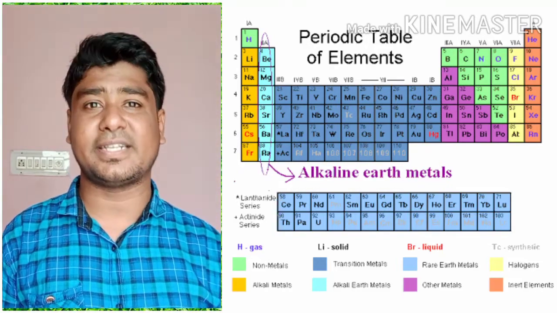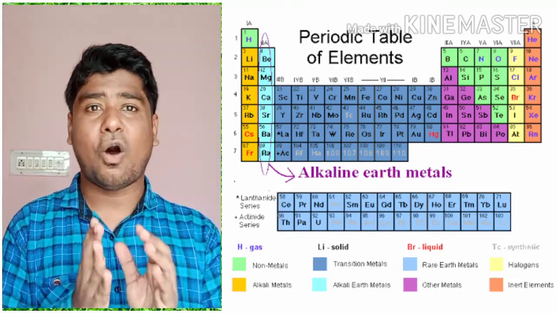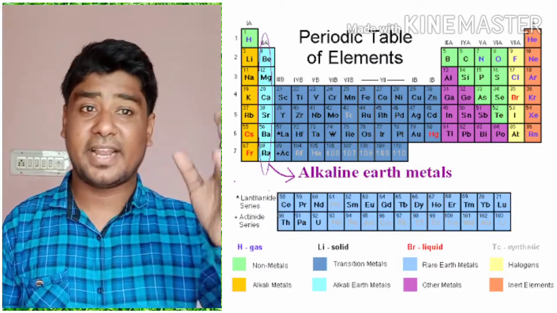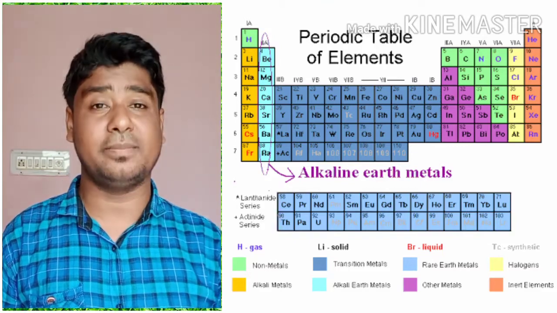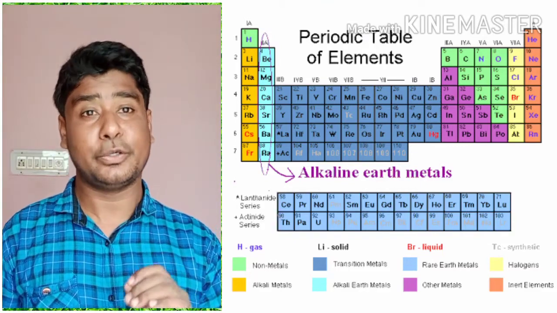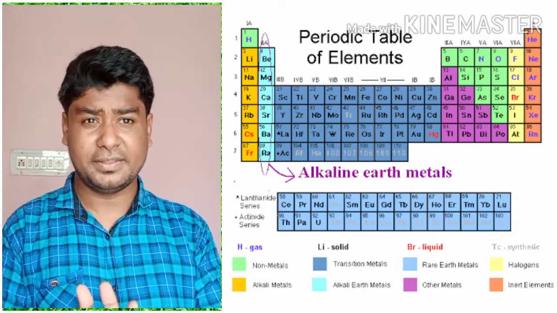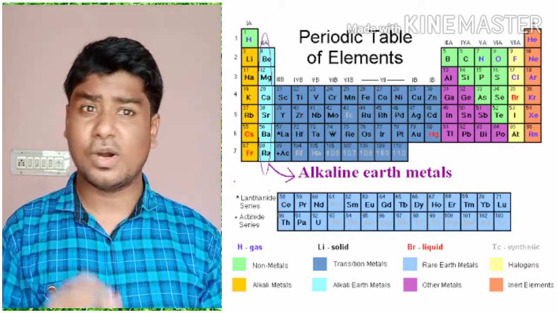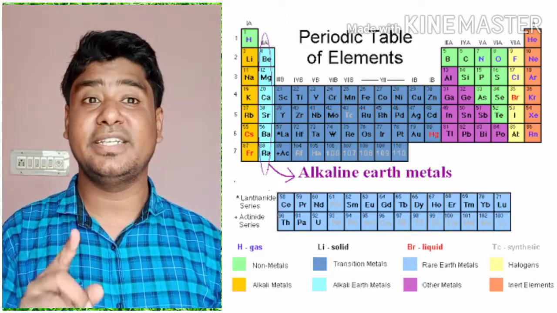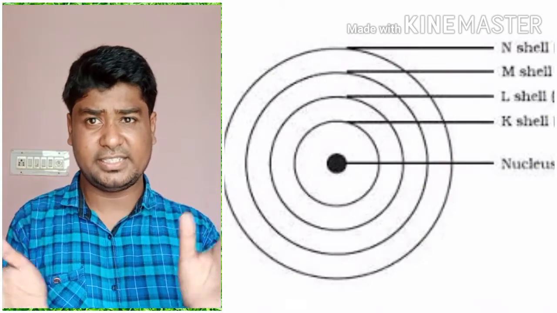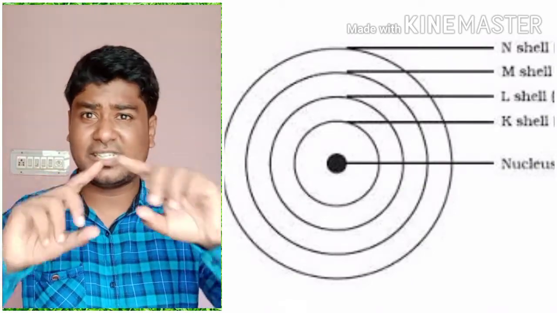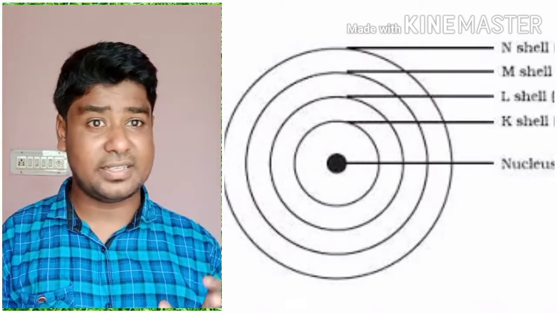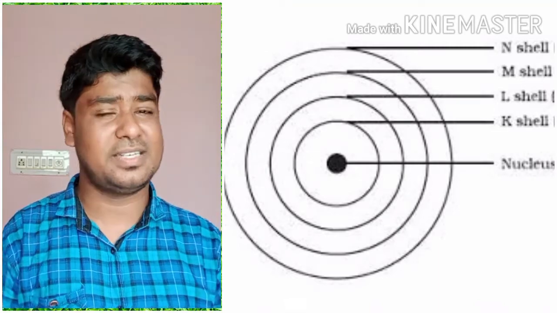The periodic table consists of totally 7 horizontal rows. They are called periods, and there are 18 vertical columns. They are called groups. So what are these actually? Each period represents a shell. What is a shell? You have studied in your ninth standard. There are many shells. Shells are the imaginary circular orbits, we can say, where the electrons are placed. It's imaginary, there is nothing like that.